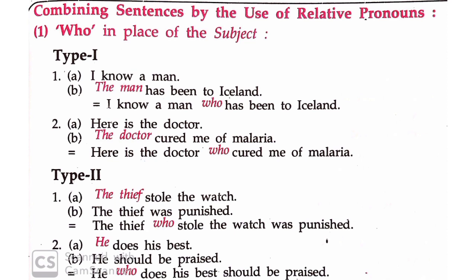This is the first type. Coming to the second type: the thief stole the watch. The thief was punished. The thief who stole the watch was punished. One subject is replaced here. The first sentence's subject is replaced with who. Coming to the second example: he does his best. He should be praised. He who does his best should be praised. The first subject is removed and replaced with who, my dear children. So this is the rule of using who while combining sentences.